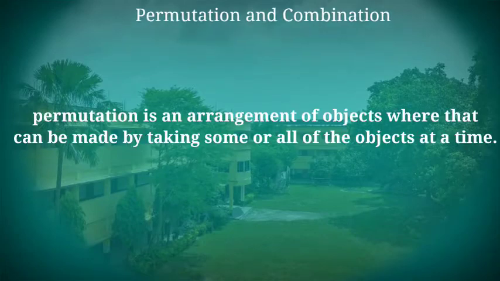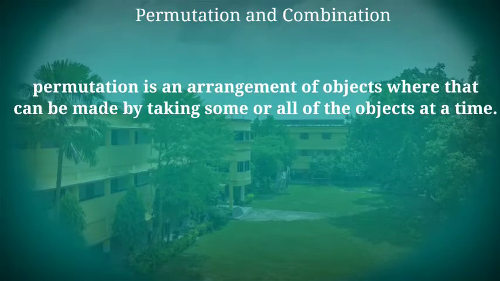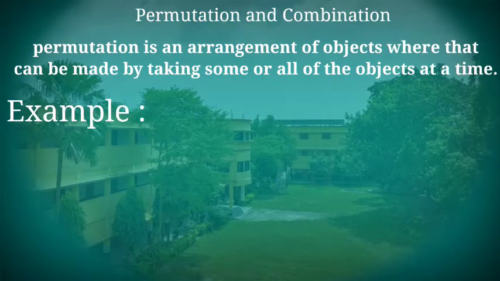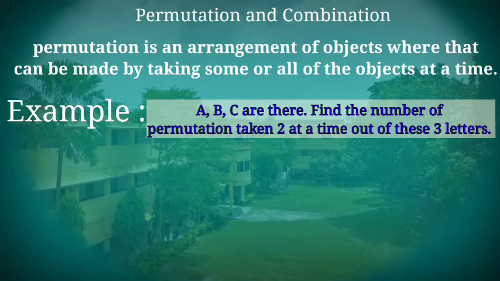Permutation is one kind of arrangement of some objects which can be made by taking some or all of those objects at a time. For example, suppose there are three letters from the English alphabet A, B and C, and we have to make some pairs taking two at a time. Then how many such pairs can we form?